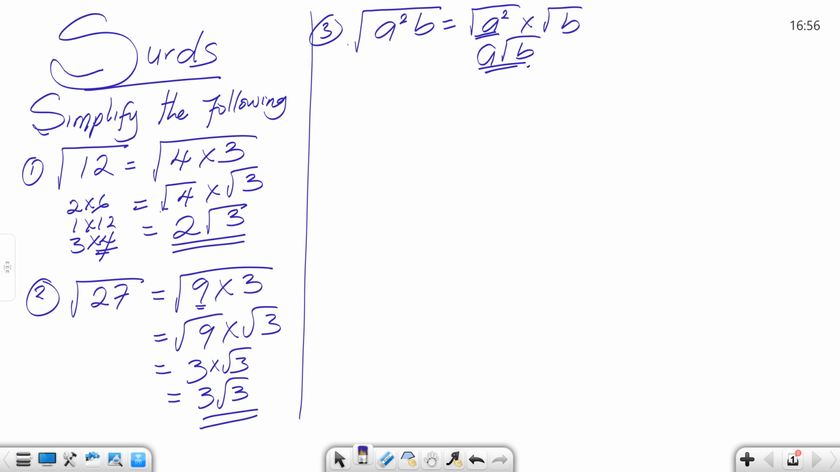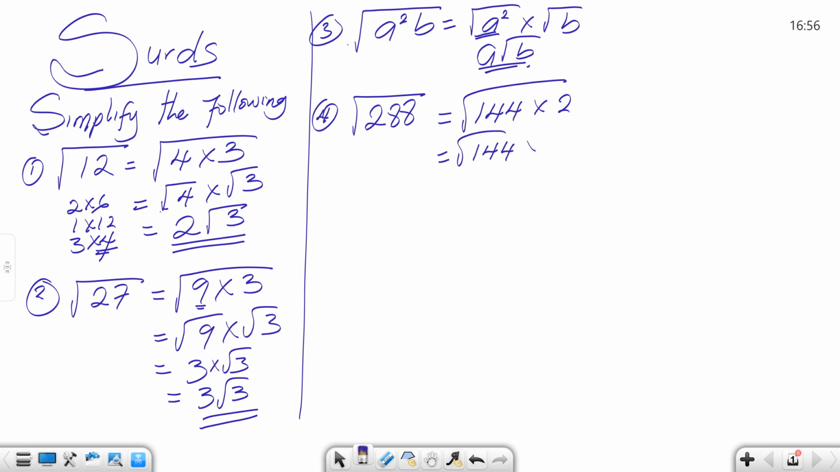So before I move into another one, let's look at another question that says root 288. Root 288, what will it give me? I'm going to have 144 times 2, and that will give me root 144 times root 2, and this will give me 12 root 2. That's the final answer to this.